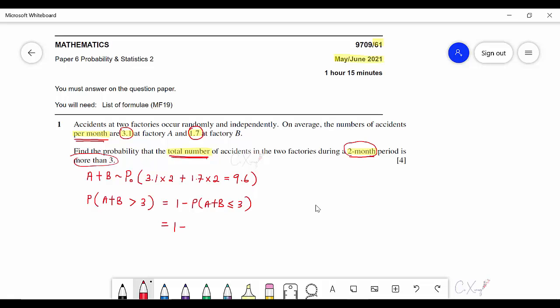Okay, so 1 minus, substitute the formula for the Poisson distribution, which is e to the negative lambda. The lambda will be 9.6 here, which is the mean. When A plus B equals 0, it is 1. A plus B equals 1, it is 9.6. Then when A plus B equals 2 it will be 9.6 squared divided by 2 factorial, and also 9.6 to the power 3 divided by 3 factorial. Because you need to go from A plus B equals 0 until 3, we stop here at 9.6 to the power 3 divided by 3 factorial. Then by pressing the calculator and correcting to 3 significant figures, you should get an answer of 0.986.